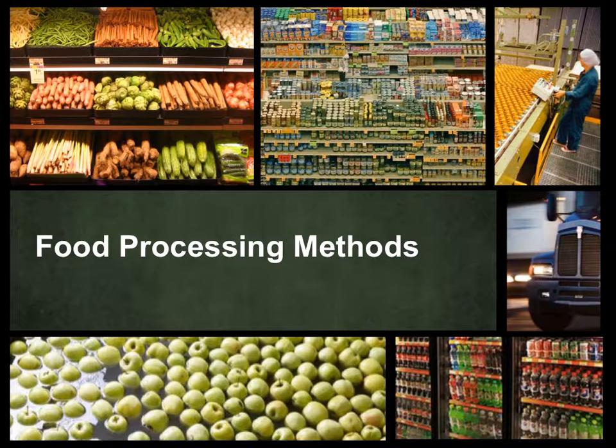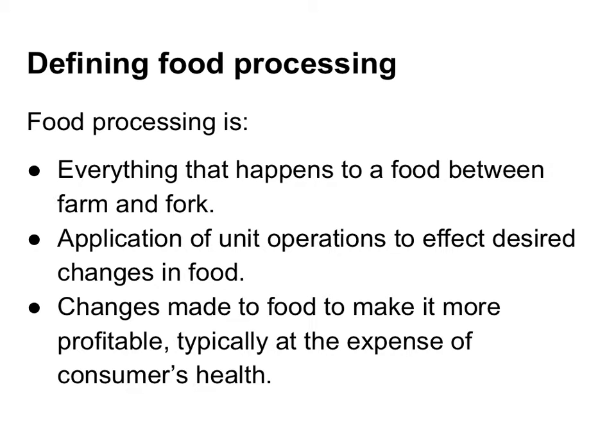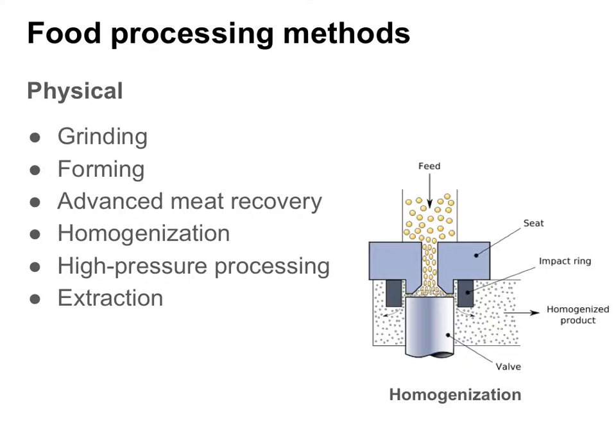This lecture describes food processing methods and the different degrees of food processing. I thought it was interesting that our textbook started off with 3 different definitions of food processing, the first being very generic, everything that happens to food between farm and fork. And a more technical definition is the application of unit operations to affect desired changes in food. And then finally, the most value-laden definition is changes made to food to make it more profitable, typically at the expense of consumers' health.